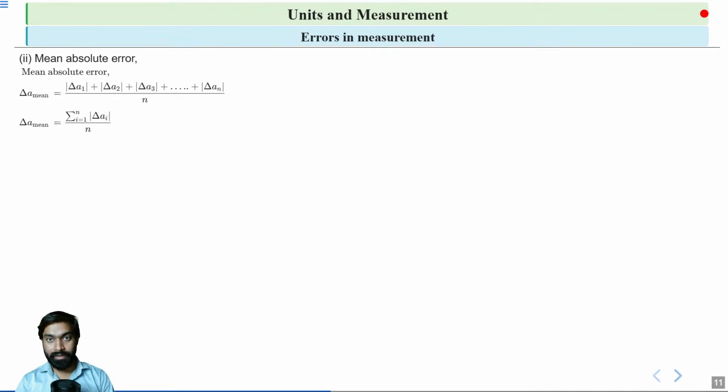So simply we can write it like this: Δa mean equal to summation i equal to 1 to n, mod of Δai, divided by n.